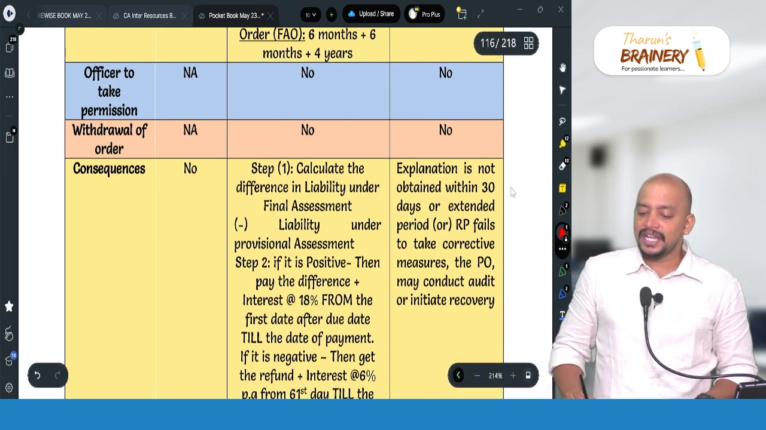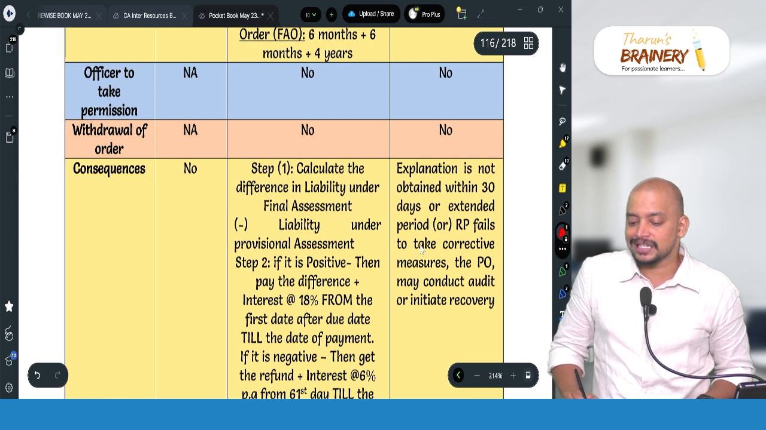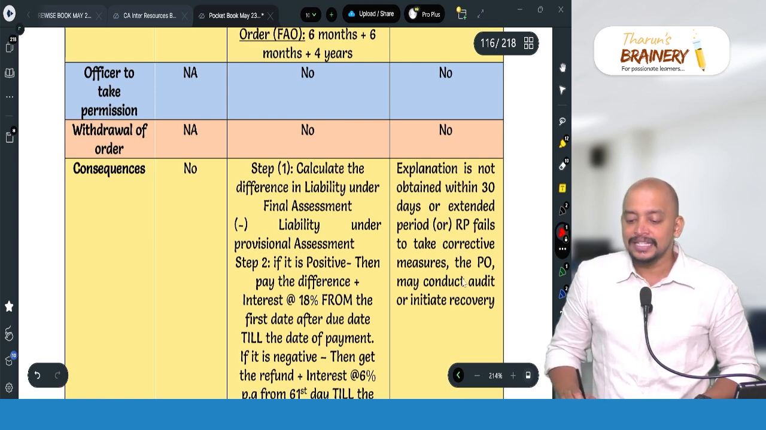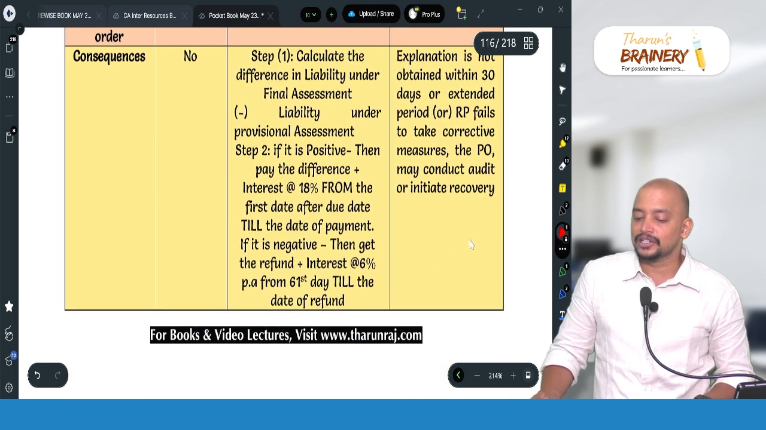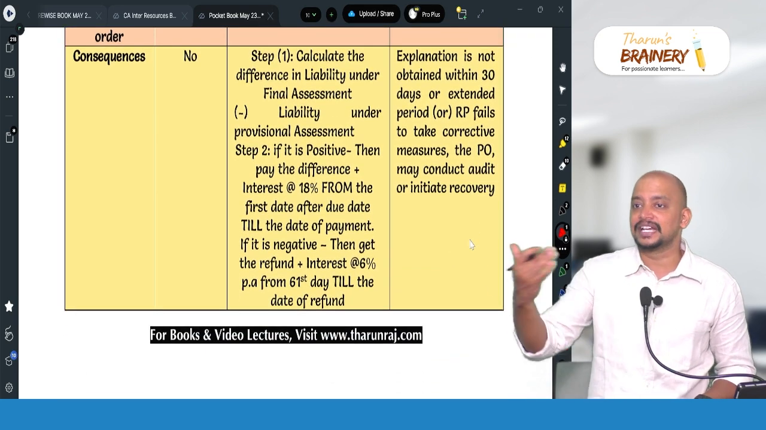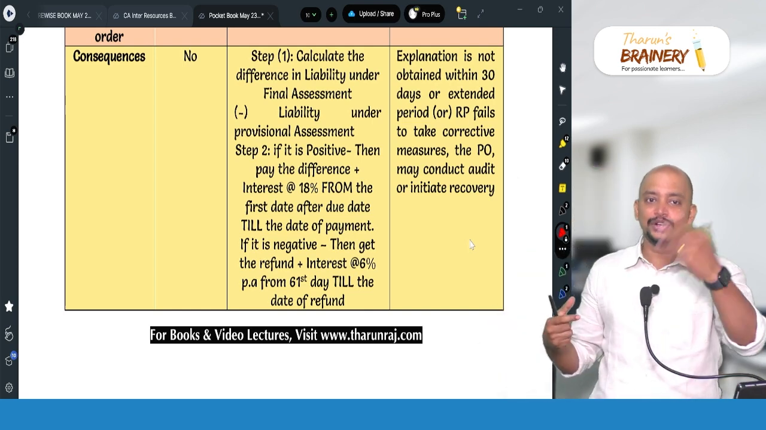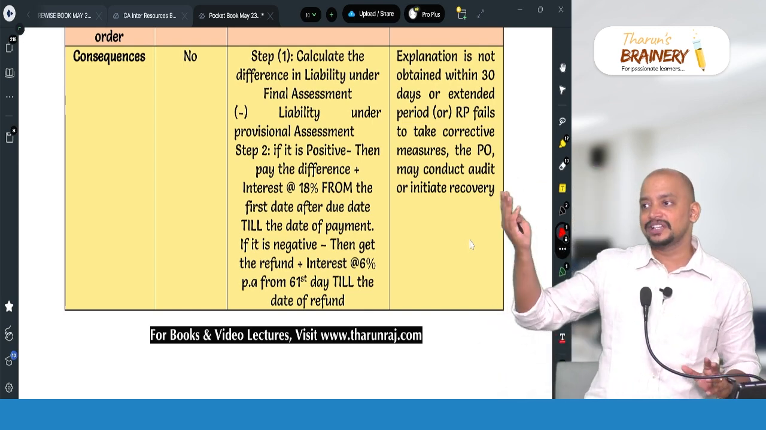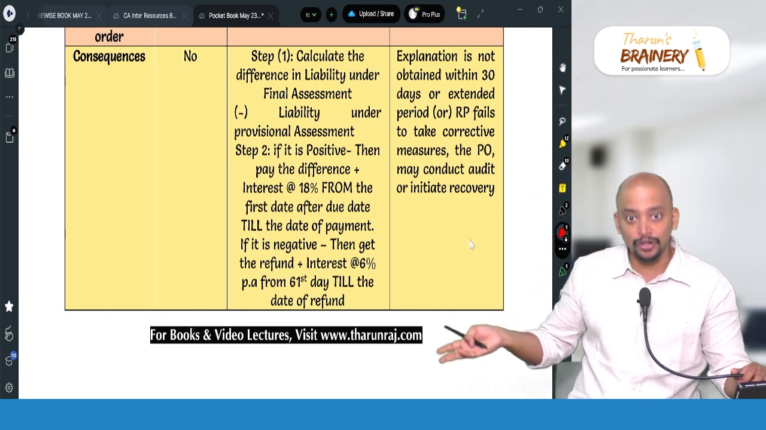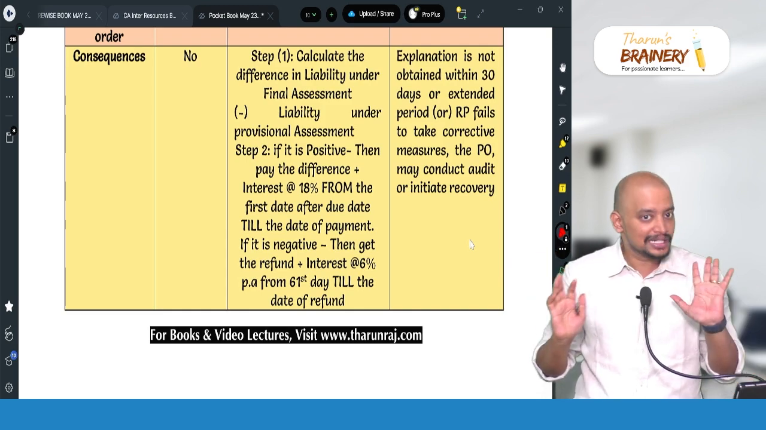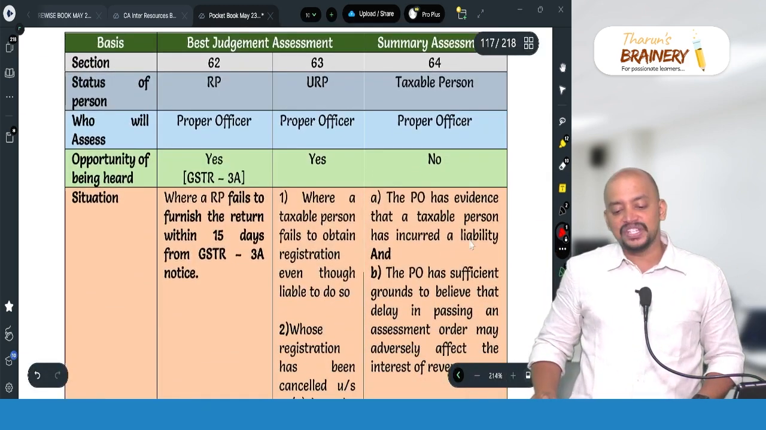Suppose if explanation is not obtained within 30 days or extended period, or registered person fails to take corrective measures, then the proper officer may either conduct audit or initiate recovery. So recovery, when he initiates, what they will do, they will pass an order. Already notice has been given and they will initiate the recovery order under 73, 74, and once they pass the order, thereafter recovery proceedings will be initiated. Is it clear?